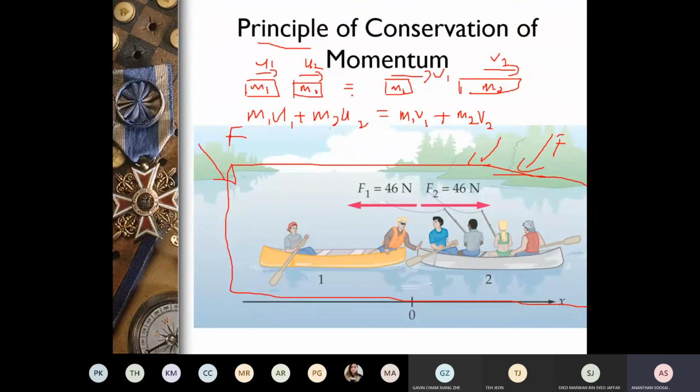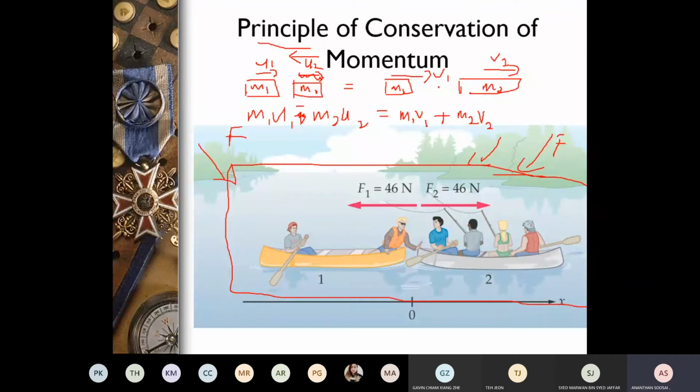Is momentum a vector or scalar? Momentum is a vector quantity, so it has a direction. If U2, instead of moving to the right, is moving to the left, how does the equation change? U2 is going to be negative. Therefore, instead of plus, it's going to be negative. Anything moving to the left, the momentum is negative.